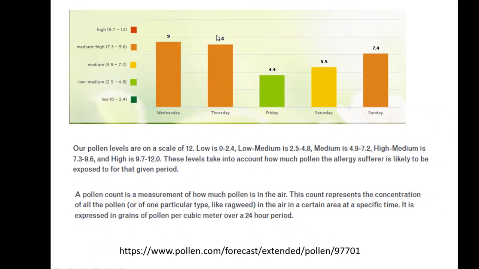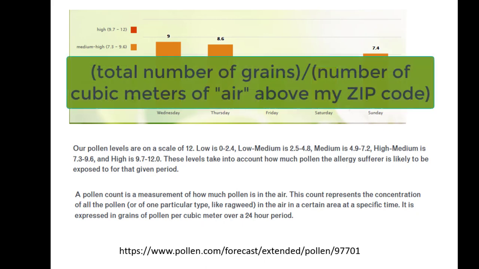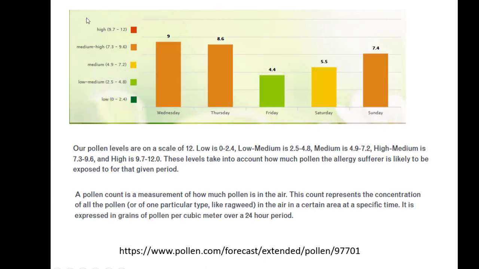The closest I've gotten to understand what those numbers mean is this paragraph. A pollen count is a measurement of how much pollen is in the air. Okay, that's easy enough. This count represents the concentration of all the pollen in the air at a certain specific time. It is expressed in grains of pollen per cubic meter over a 24-hour period. That's about as close as I've gotten. Grains of pollen per cubic meter. So I guess this number 12 is 12 grains per cubic meter on average. When it's red and orange, I'm sneezing a lot. And when it's green and yellow, I usually get a break. So that's how I read this chart.